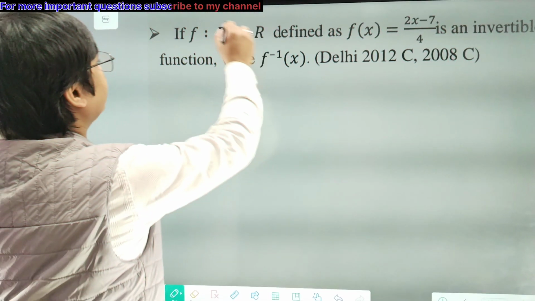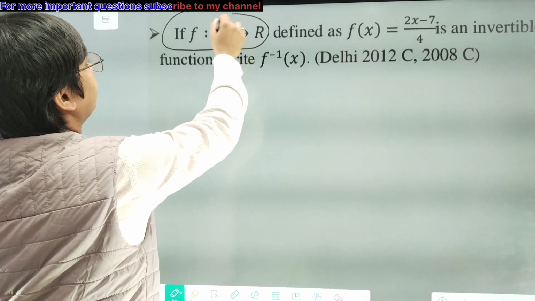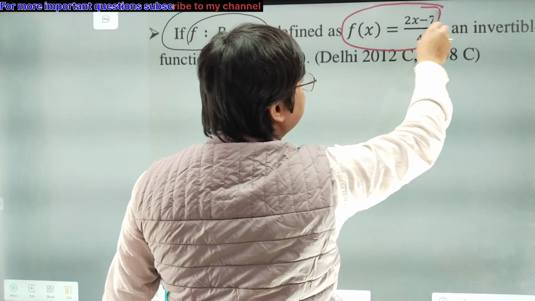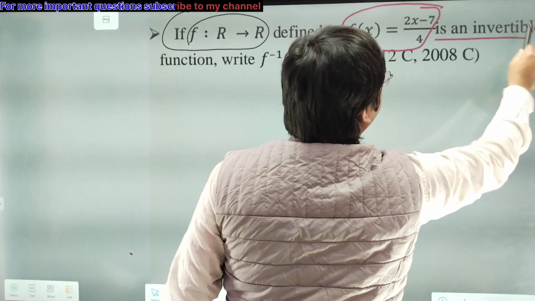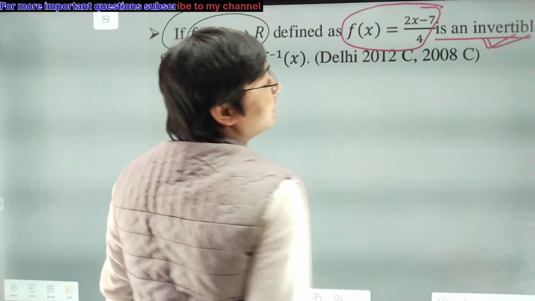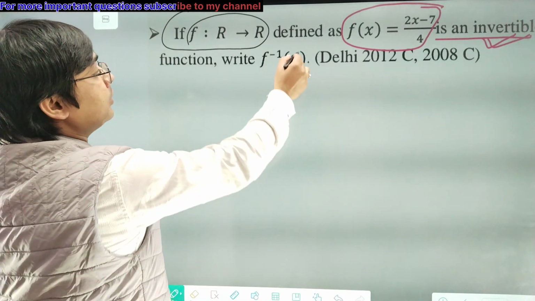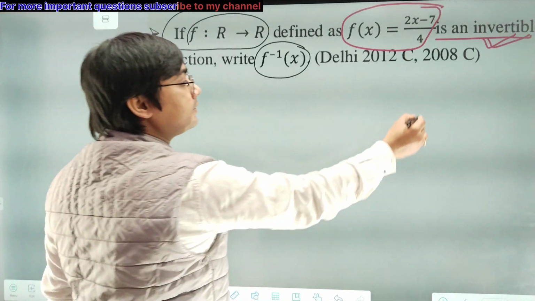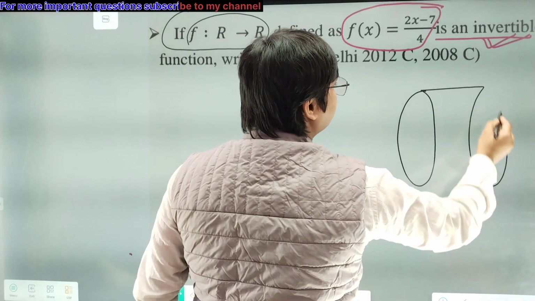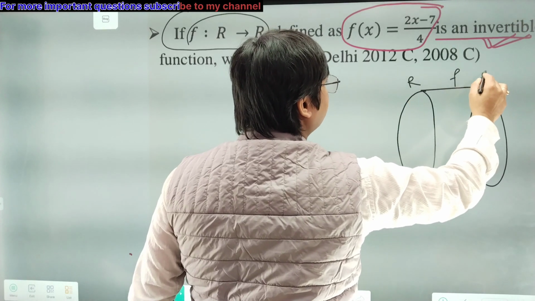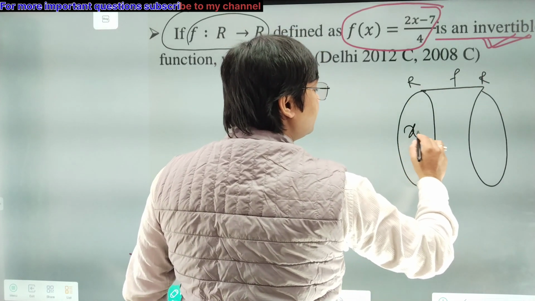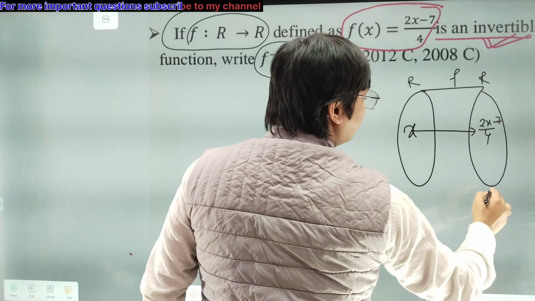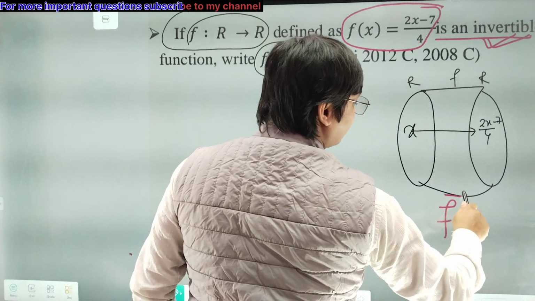So this way we can do it. Now an important question: f is a function from R to R, defined this way, f of x is equal to (2x minus 7) by 4, and it is invertible. This function is invertible, guys. This is given, and we need the inverse of this function. That means f is a function from R to R, and if we put x here, we get (2x minus 7) by 4, and we need f inverse here. So what will be the case?